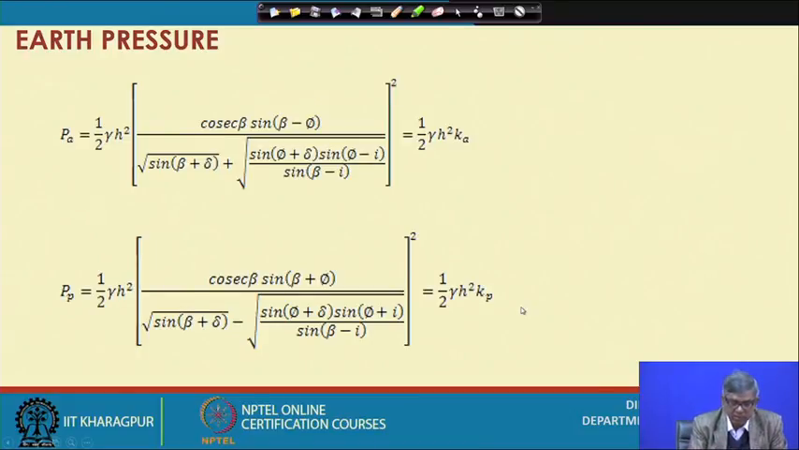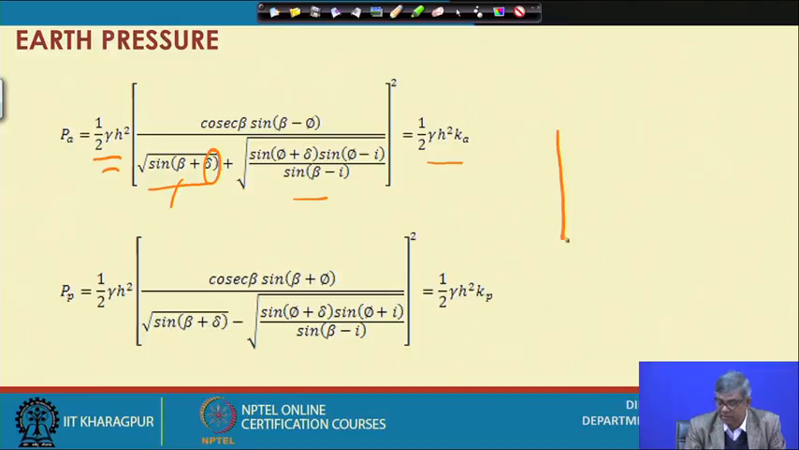You can see that we get an expression for PA equal to half gamma H square times cosec beta sine beta minus phi under root of this, and this whole square, equal to half gamma H square K. So what is delta? That is the angle between the backfill and the wall because of friction, and beta is the angle from the backfill inclination. If the backfill is inclined like this, then the surface of the wall is not 90 degrees.